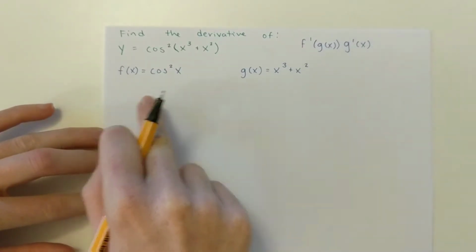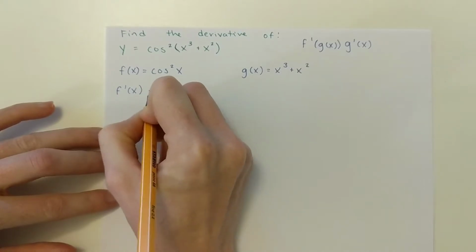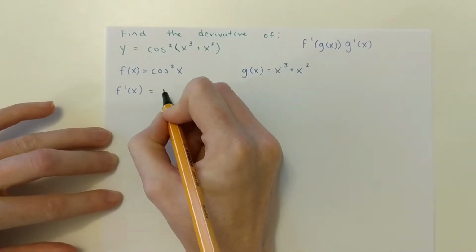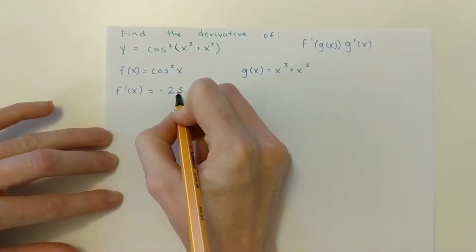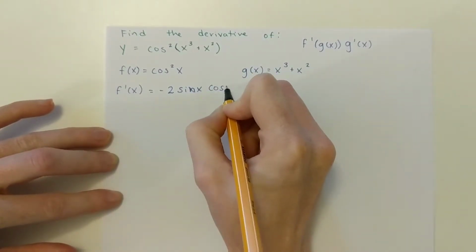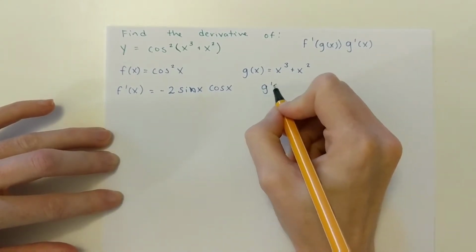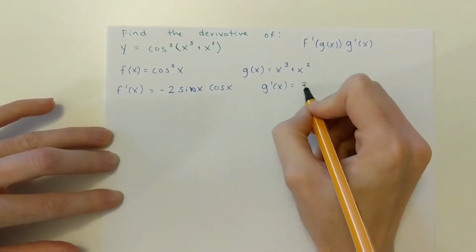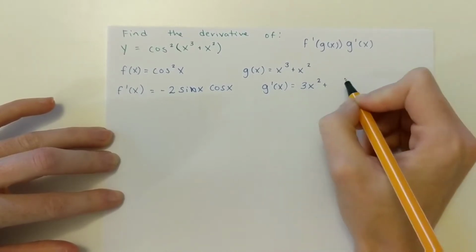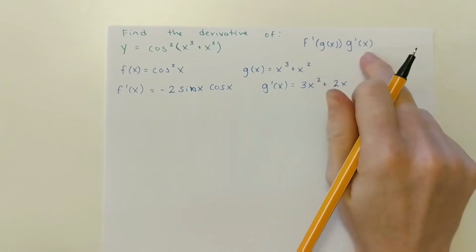So now let's go ahead and take the derivative of both of these. The derivative of cosine squared x is -2 sine x cosine x. And the derivative for g of x is 3x squared plus 2x. So now we're just following this formula right here.